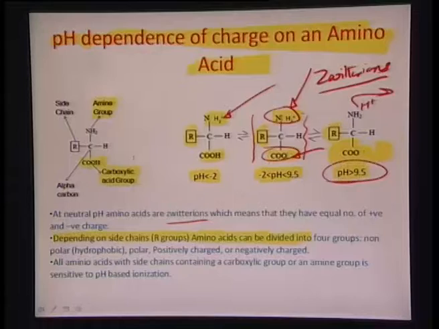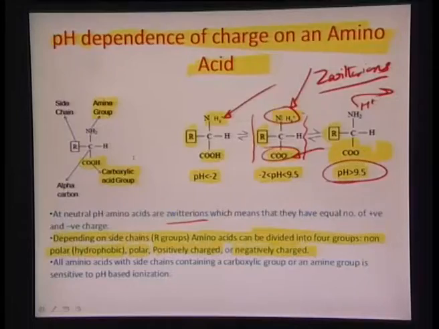So, amino acids can, depending on the side chain, be divided into 4 groups: non-polar or hydrophobic; polar, with some amount of separated charges; positively charged, where there is an additional H plus ion on the particular amino acid; or negatively charged, where there is an additional minus charge on the carboxylic group by sending out an H plus into the solution.